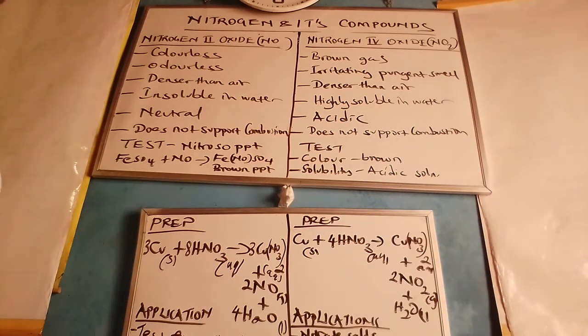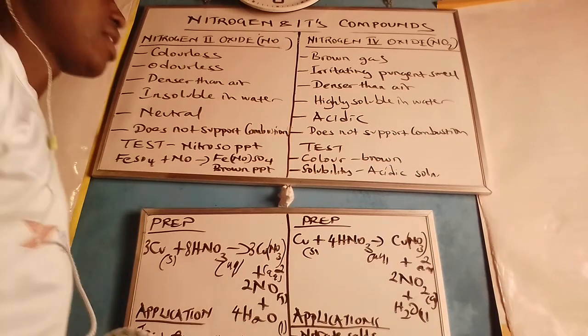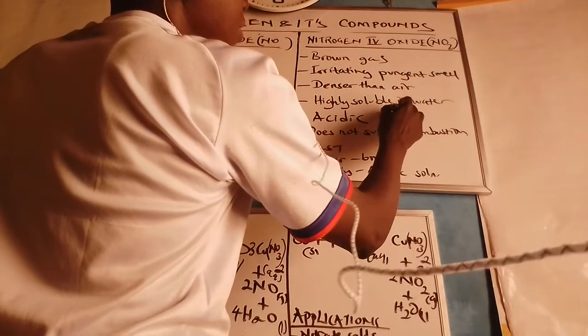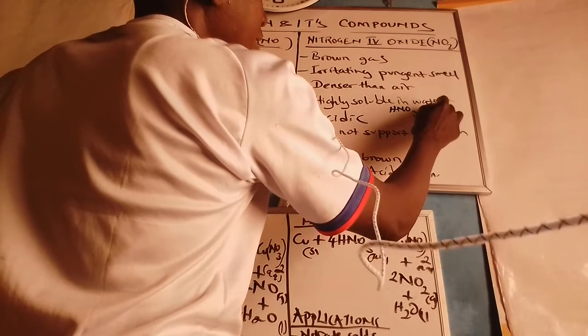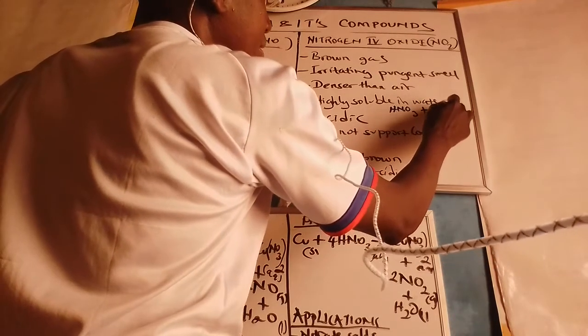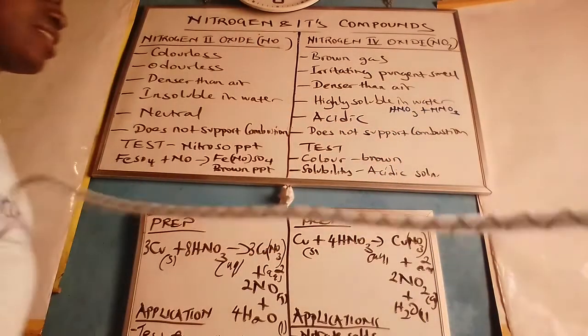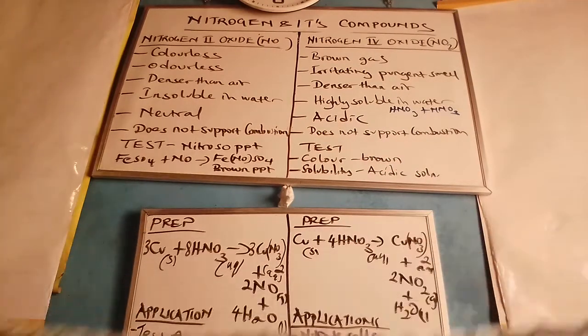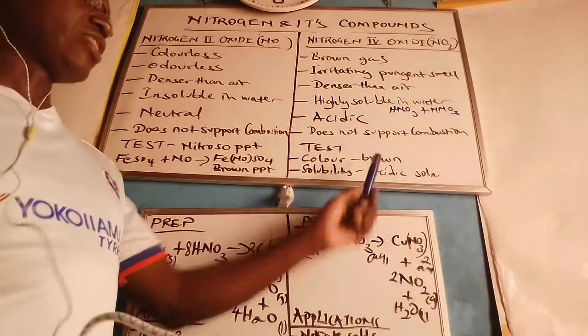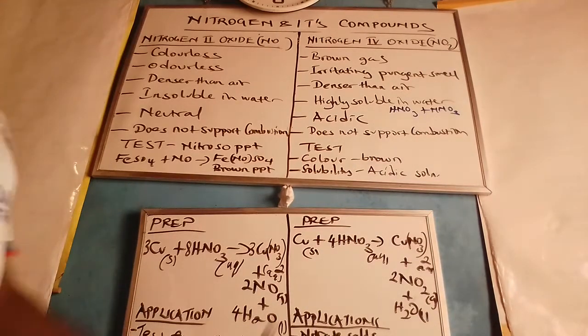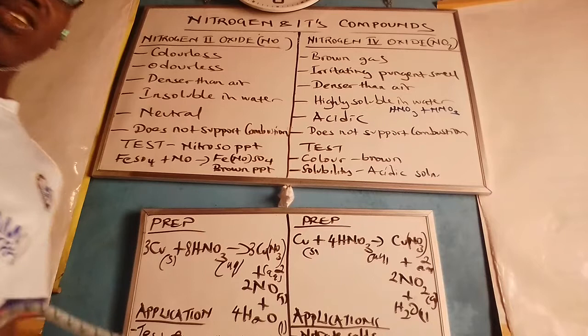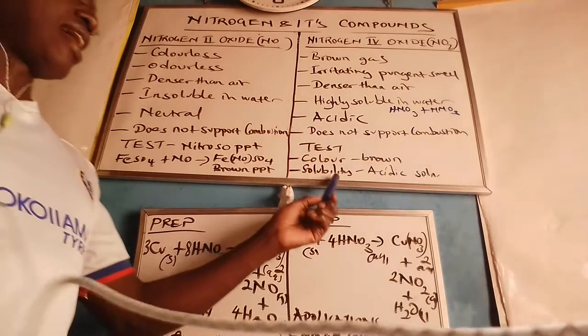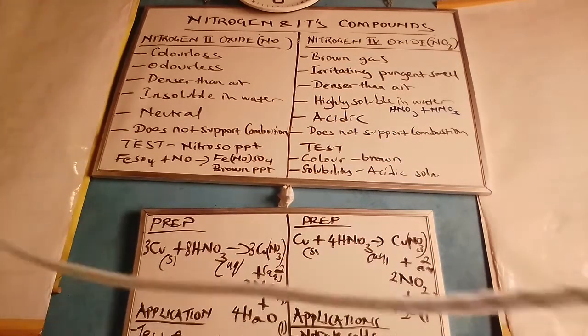It's highly soluble in water, forming 2 acidic solutions, namely nitric 5 acid and nitric 3 acid. It's acidic in that respect. It does not support combustion. How do we test it? Well, its color is brown and it dissolves in water, forming acidic solutions. So we can test it by its acidity and its color.